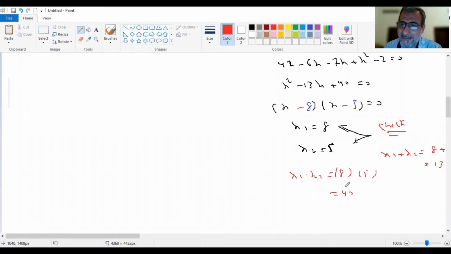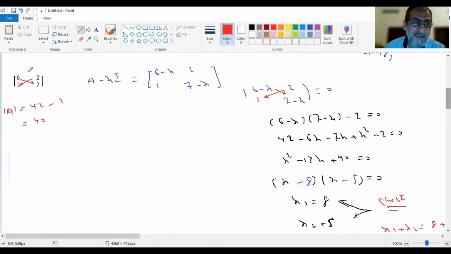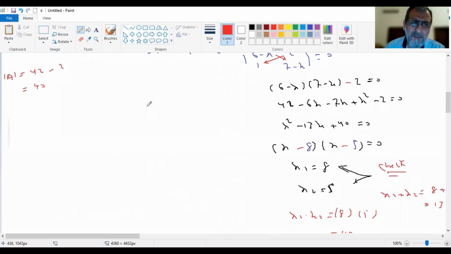So the answer is 100% correct. Why? Because the multiplication of lambda 1 by lambda 2 is 40, which is equal to the determinant. And the sum is equal to the diagonal sum, 13. So again, the sum of the eigenvalues equals the sum of the elements of the diagonal, and the product of the eigenvalues equals the determinant, even for 2 by 2, 3 by 3, or 4 by 4.